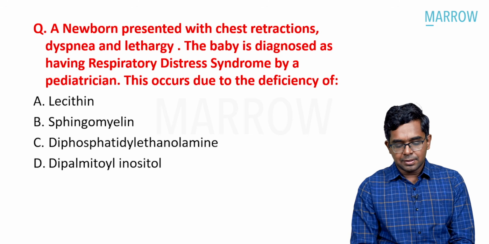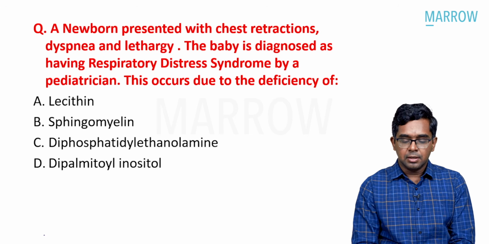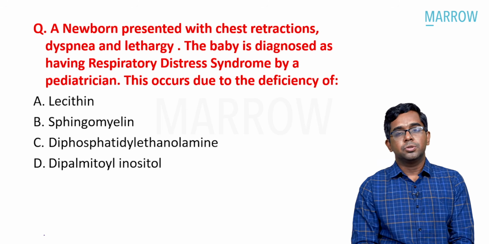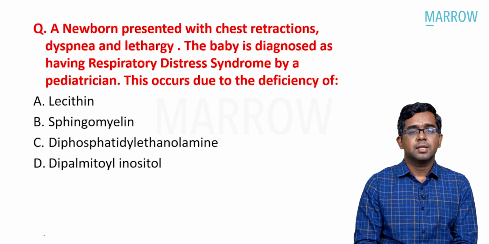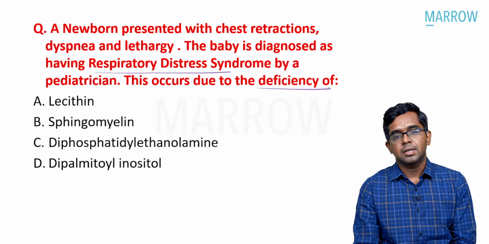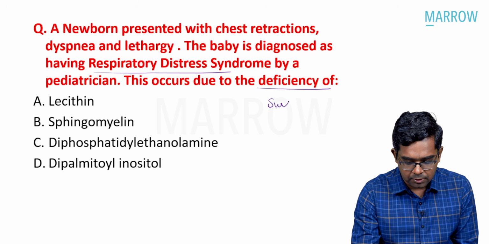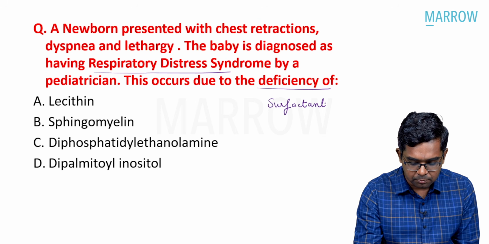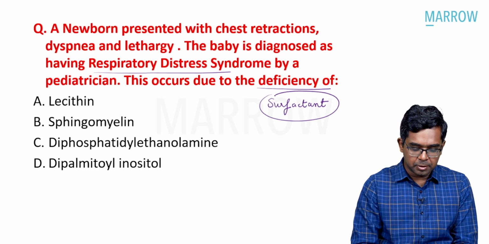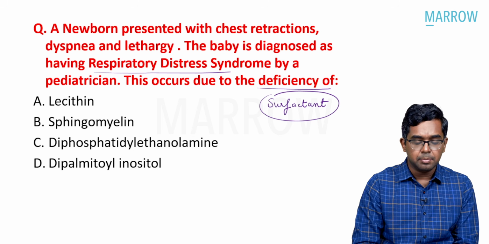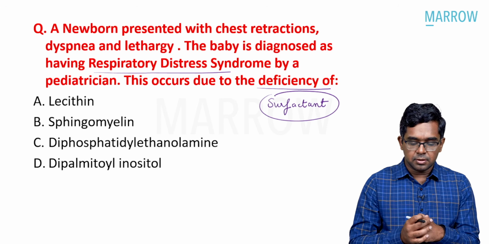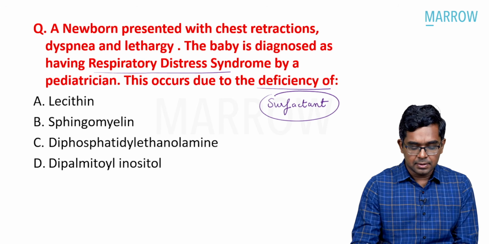A newborn presented with chest retraction, dyspnea and lethargy. The baby is diagnosed as having respiratory distress syndrome by a pediatrician. This occurs due to deficiency of. This is a simple question. We all know that RDS is due to deficiency of surfactant, to be precise, the mature form of surfactant. Among the given options like lecithin, sphingomyelin, diphosphatidylethanolamine, ethanolamine, dipalmitoyl inositol, the most mature form of surfactant, which if deficient results in respiratory distress syndrome, is lecithin.